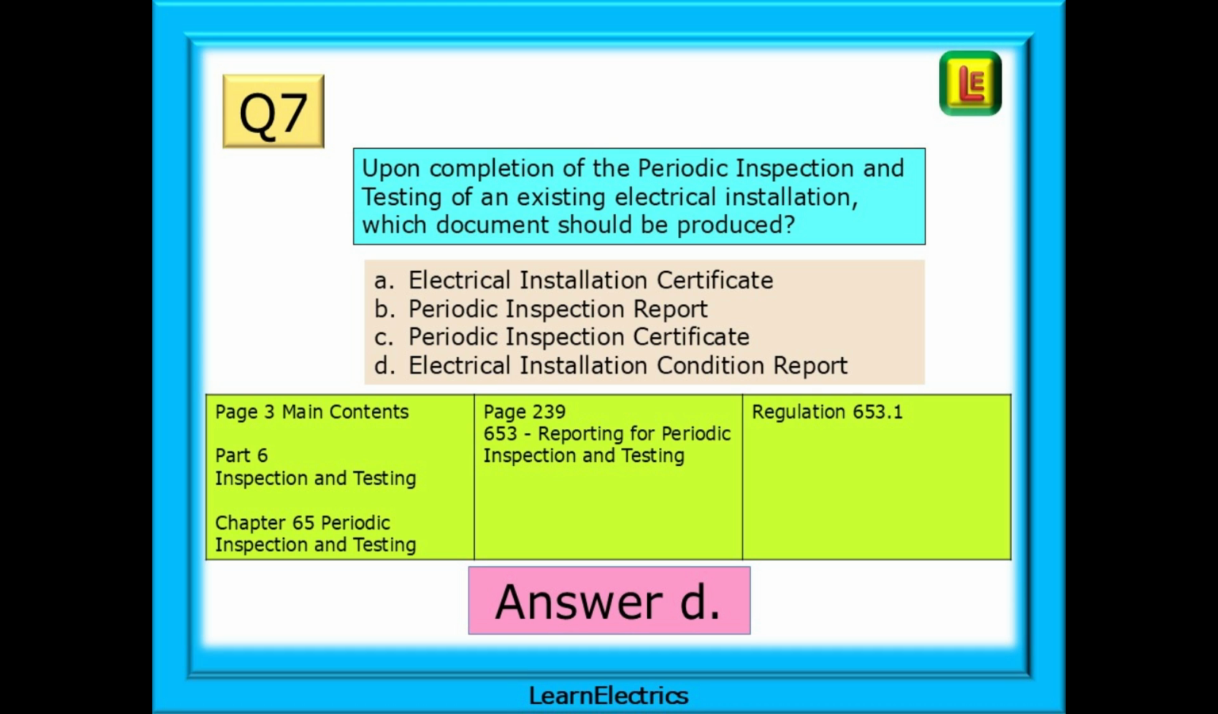On page 3, under part 6, we have a reference to chapter 65, periodic inspection and testing. This points us towards page 239, where we find section 653, reporting for periodic inspection and testing, and regulation 653.1 gives us the answer that we seek, answer D.